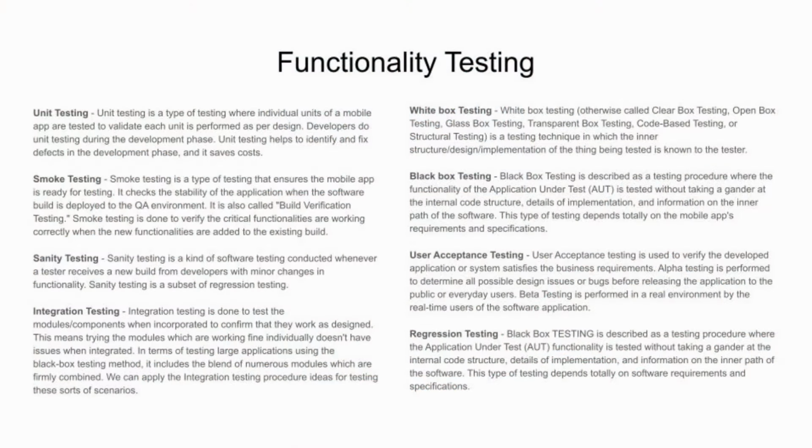It can be. That's why we are doing the functional testing. There are different ways of doing testing in functional testing, like unit testing, smoke testing, sanity testing, integration testing, white box testing, black box testing, user acceptance testing, and regression testing. Different levels of testing give you different kinds of results. Based on the project, we decide which kind of testing we have to do on the application.